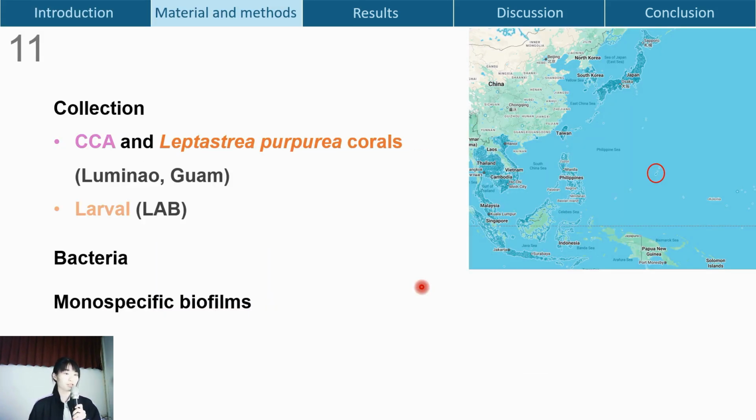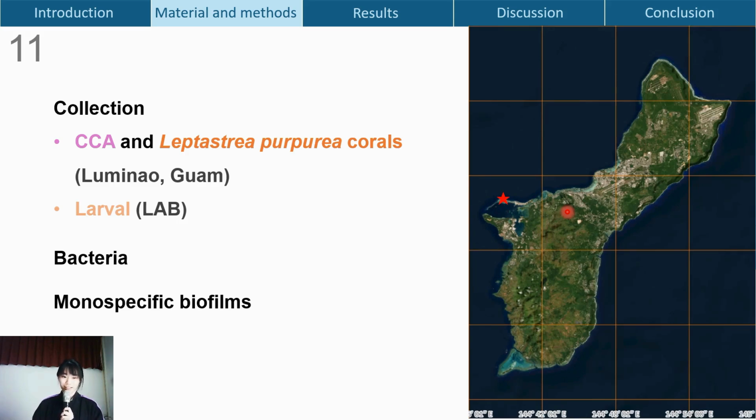In materials and methods, we collected our CCA and Leptastrea purpurea at Green Island. I know you can't see anything in this picture. So Green Island looks like this. And we collected their larvae in our laboratory.